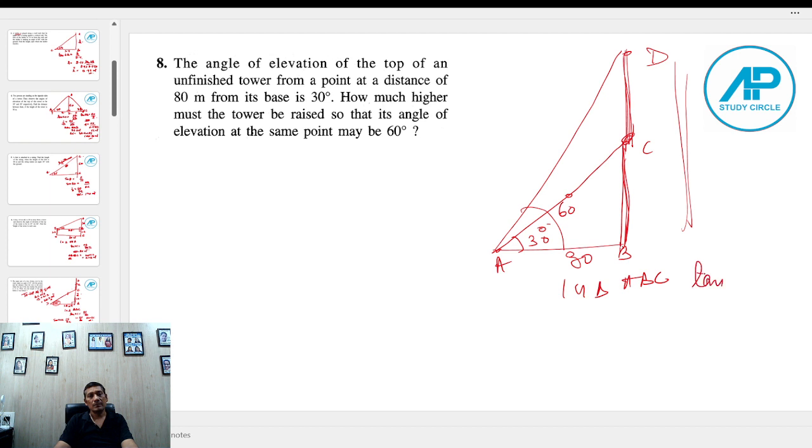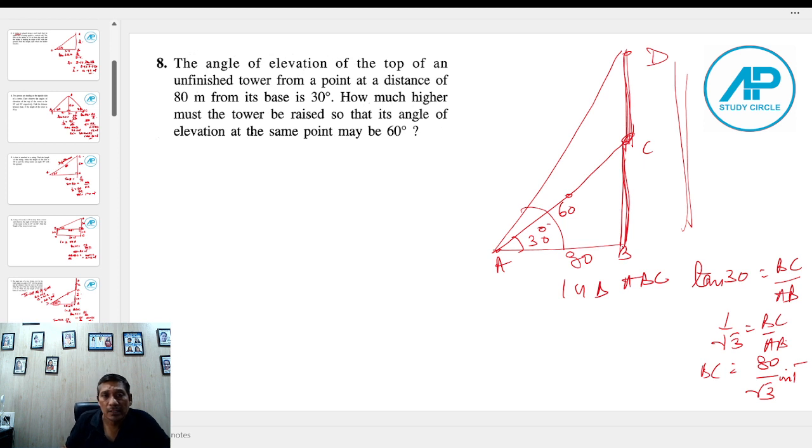So I take first of all triangle ABC, tan 30 equals to BC upon AB, and what is AB here? 80, so BC is 80 upon root 3 meters. हम बाद में सॉल्व कर लेंगे इसको। Then I take the triangle ADB, the complete triangle, tan 60 equals to, it is root 3, so DB is 80 root 3. I need to find the value of CD.